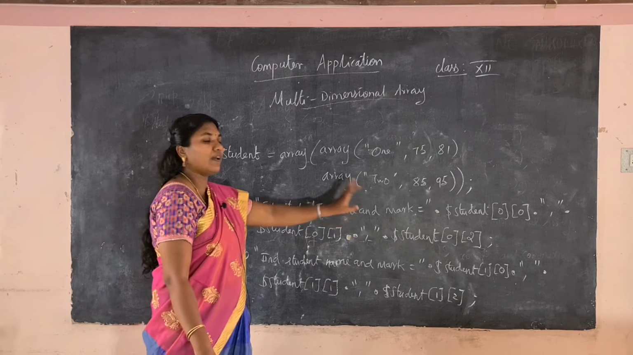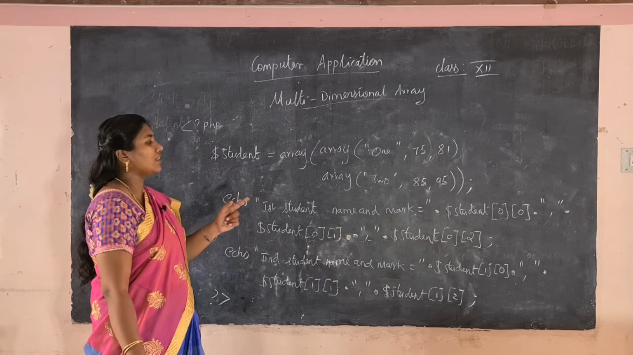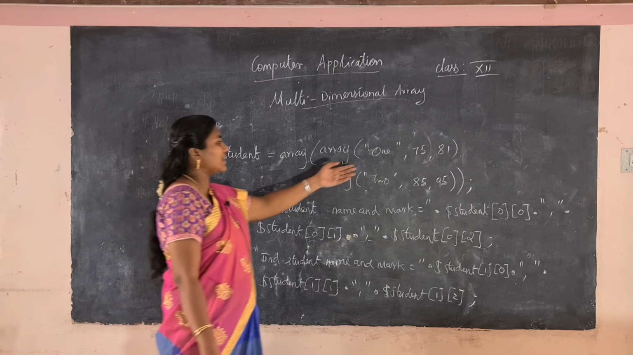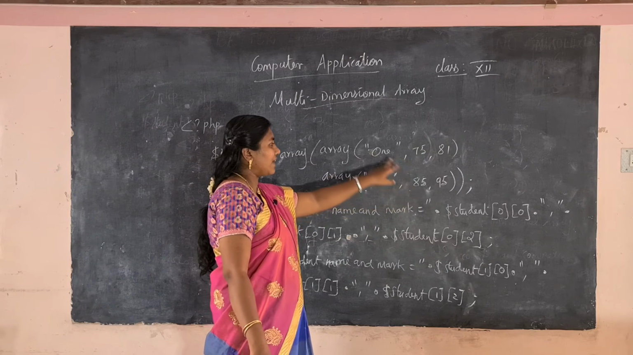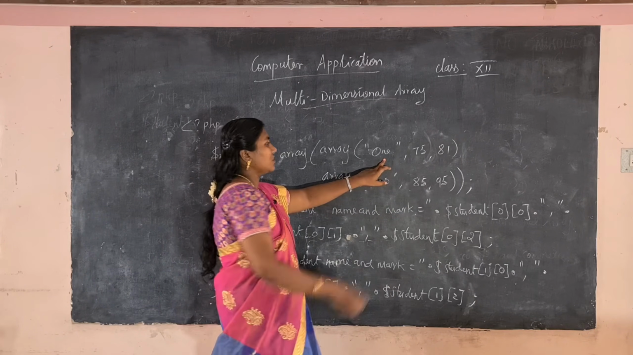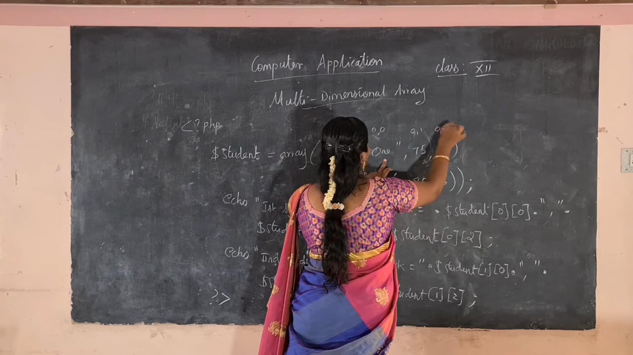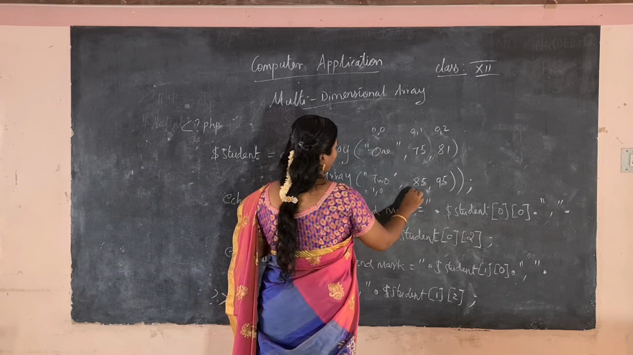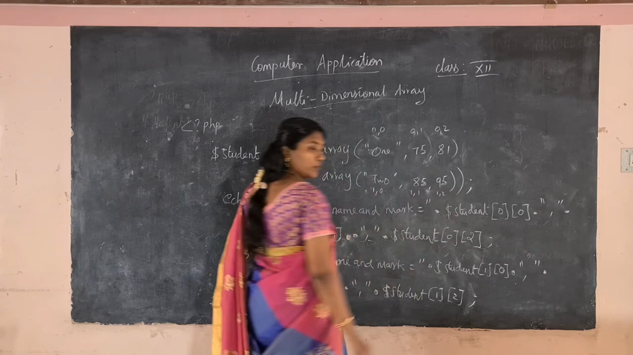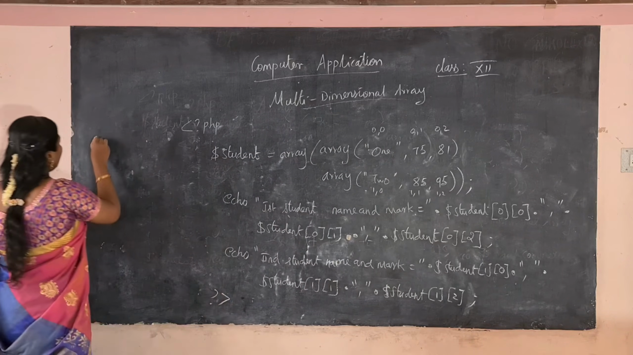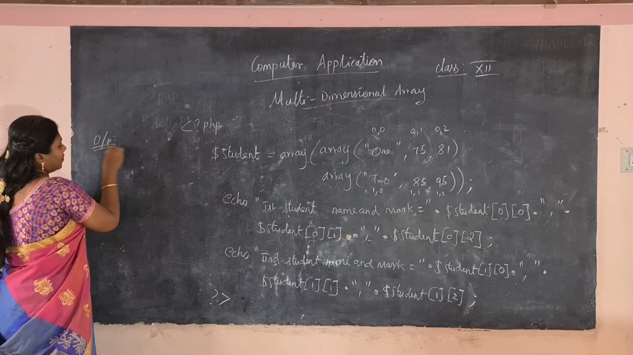First student name and mark is equal to. So first I want the name of the first student. So the name is, let it be 1. So 1, that is in the value 0 comma 0. So this is 0 comma 0, this is 0 comma 1, this is 0 comma 2, and this is 1 comma 0, 1 comma 1 and 1 comma 2. Okay. So now what will be the output for it?